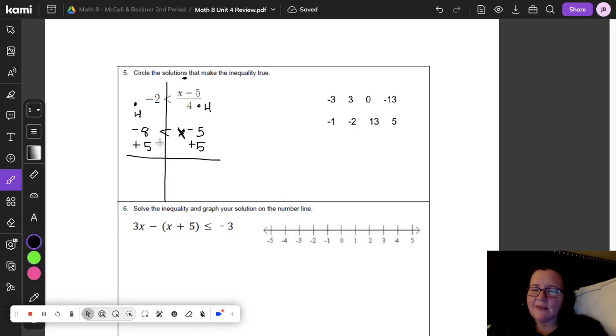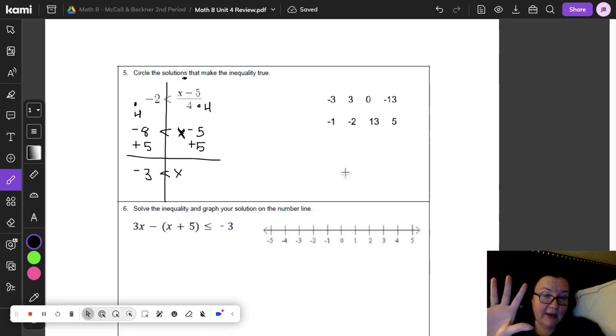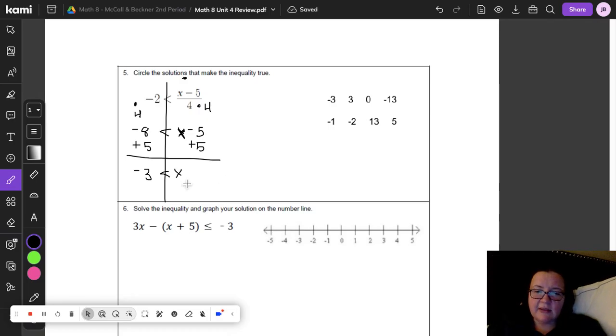All right, so I've got negative 8 plus 5 equals negative 3 is less than x. Okay, so we're going to go over here. We did step 1. We got our answer. We could also write it like this: x is greater than negative 3. That might make it a little bit easier for you to figure out which numbers go there. All right, we're looking for all of the numbers that are greater than negative 3.